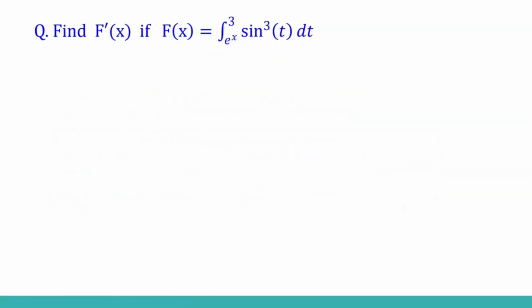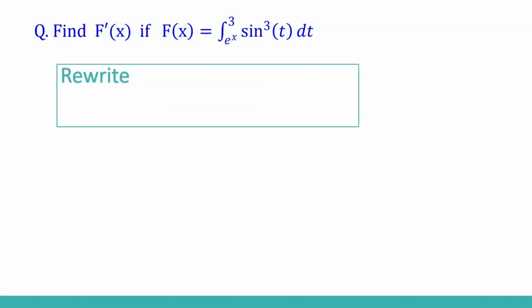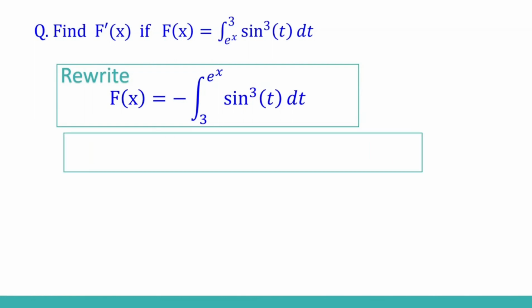Now, the next question is if the limits are flipped. Earlier, if you recall, the fundamental theorem needs the constant limit at the bottom. Then we can apply fundamental theorem 1. But in this case, e to the power x is at the bottom and 3 is on top. We can always flip the limits of integration by putting a negative sign. So first we rewrite the function F(x) for our requirement, flipping the limits, and you get minus the integral from 3 to e^x, the remaining is the same.